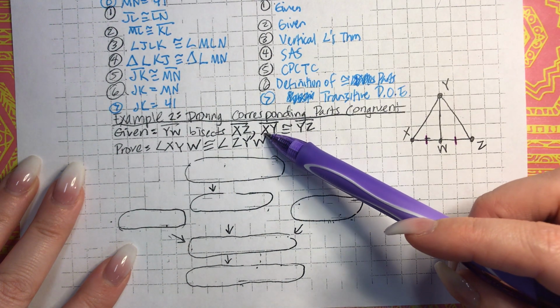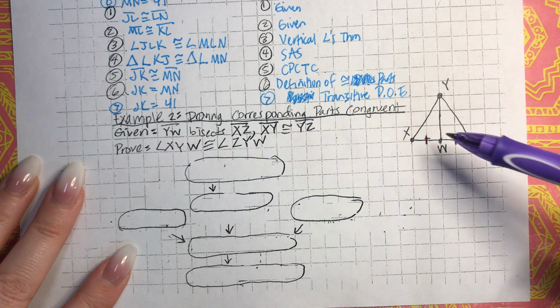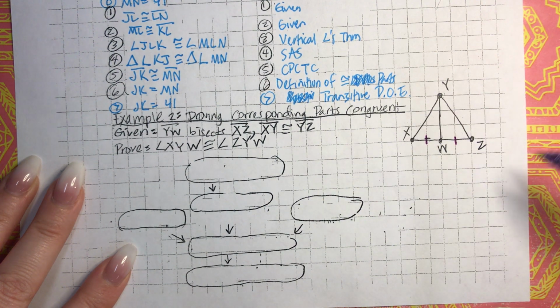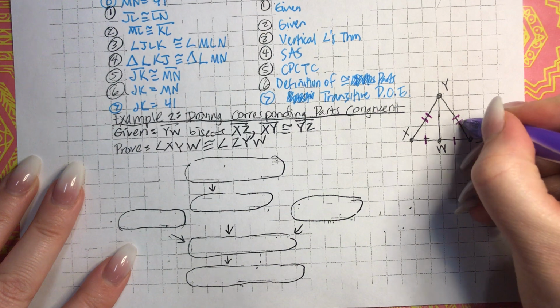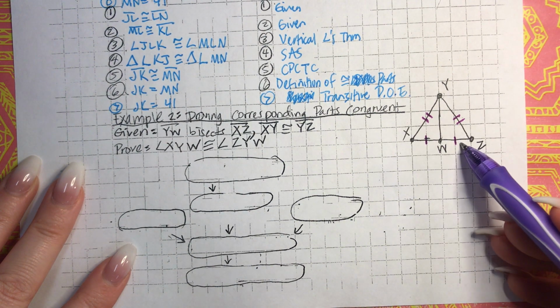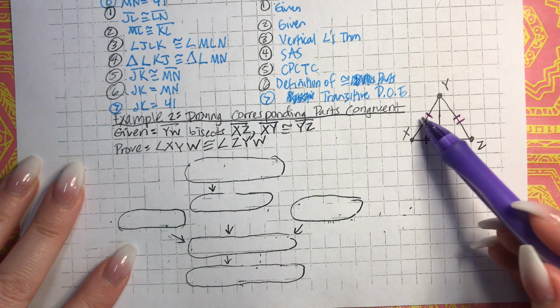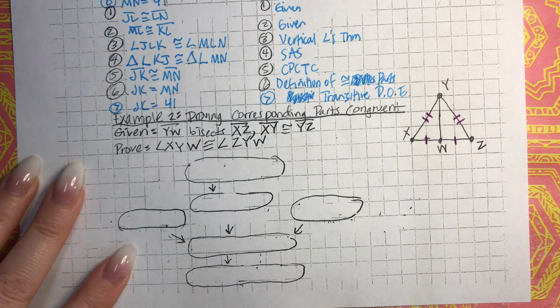Then what do we have? It says XY is congruent to YZ. So those are congruent. Okay, so we have these two sides are congruent, we have these two sides are congruent, and that's it for the given information. Is there anything else you see?